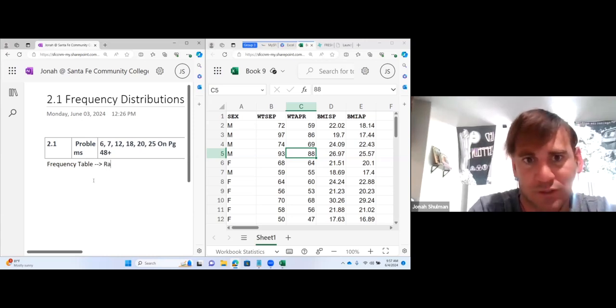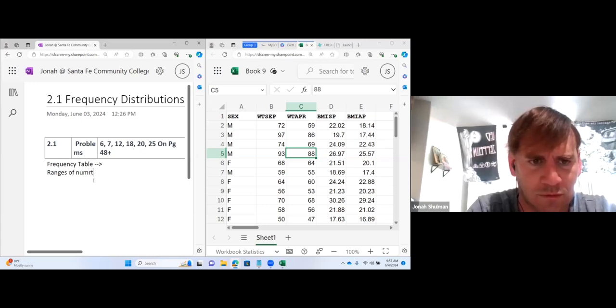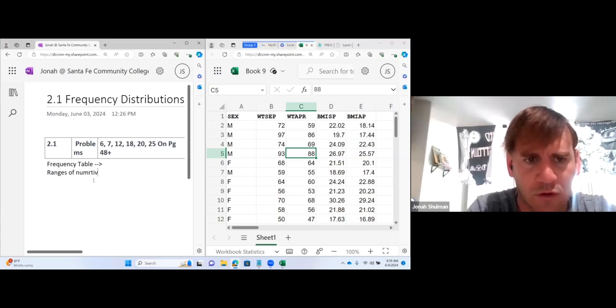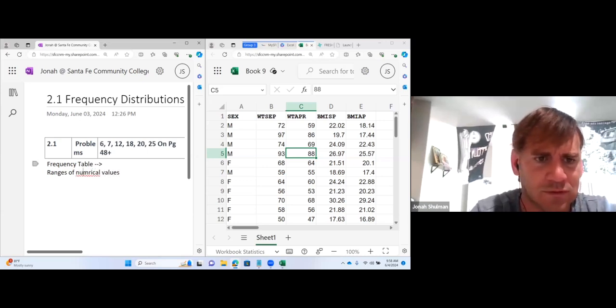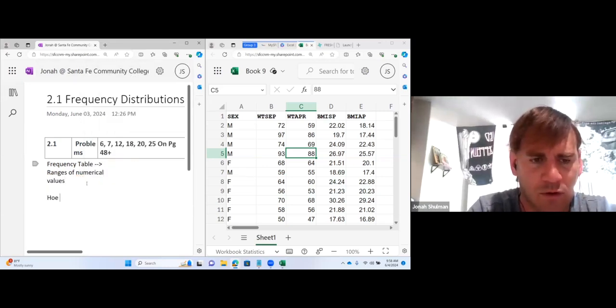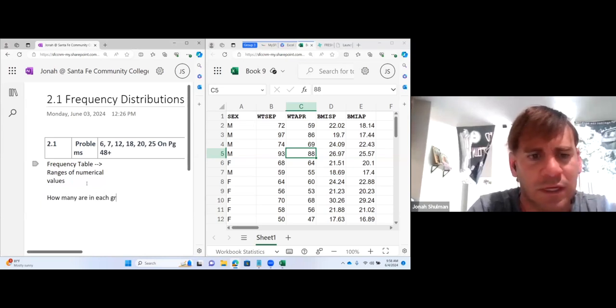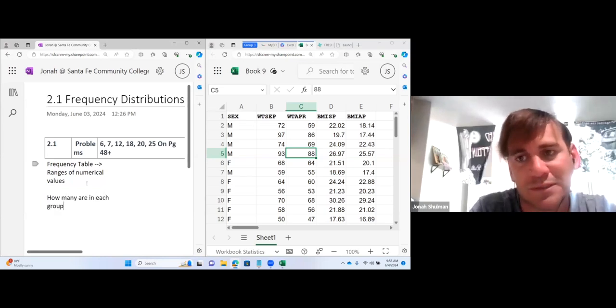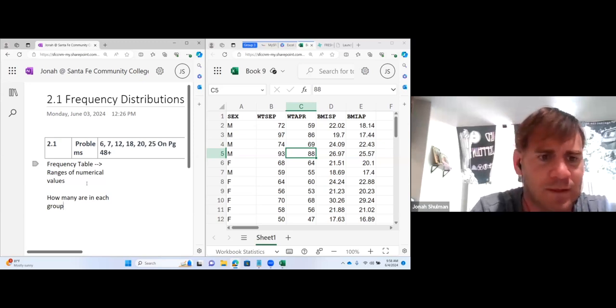It means the ranges of numerical values. And this helps us out because it tells us the amounts in each. A good way to really think about this is it's just how many are in each group. You make the groups whatever you want, but basically it's just how many are in each group.